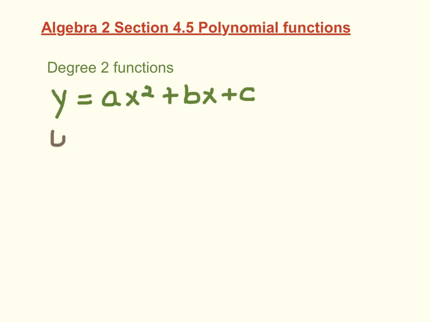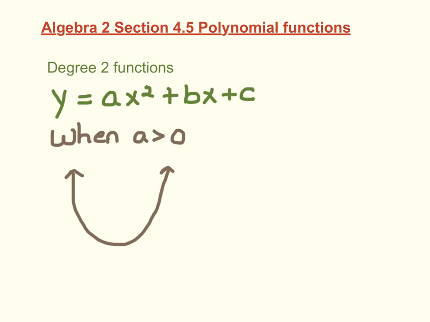When a is positive or greater than 0, the parabola will have arrows pointing up, and the parabola will have a minimum value, or the lowest part of the value. That's also known as the vertex. When a is greater than 0, that's how the parabola looks.